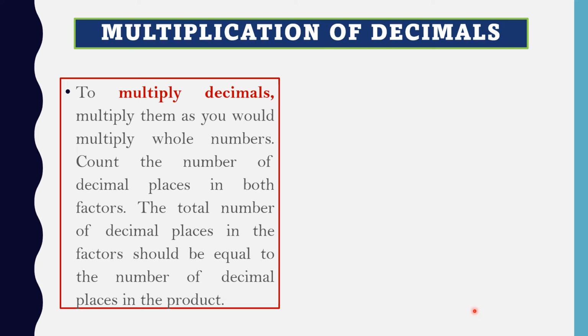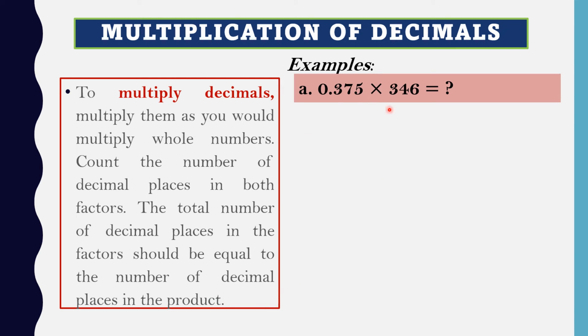So that is for addition and subtraction. This time we will move on to multiplication of decimals. To multiply decimals, multiply them as you would multiply whole numbers. So you should be familiar with multiplication. Count the number of decimal places in both factors. The total number of decimal places in the factors should be equal to the number of decimal places in the product.